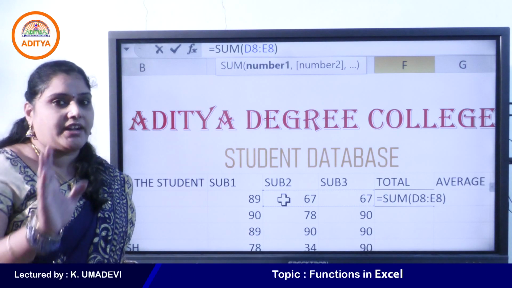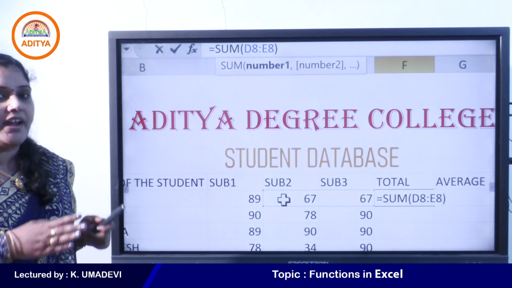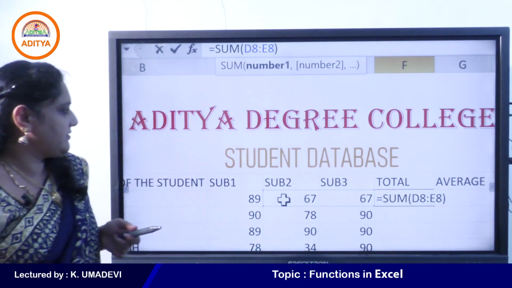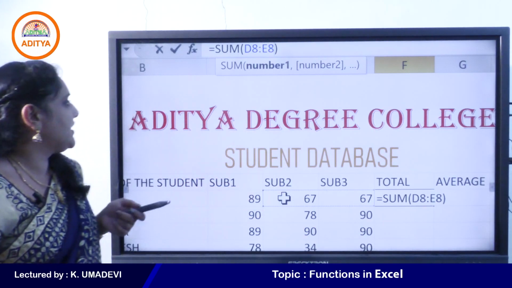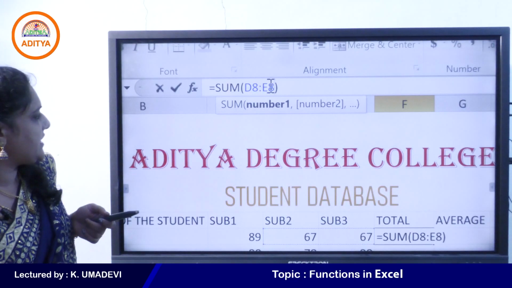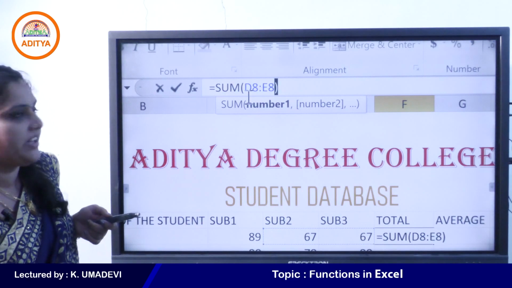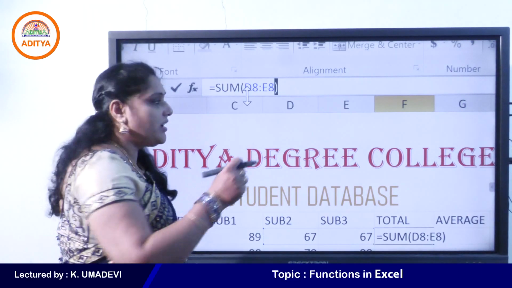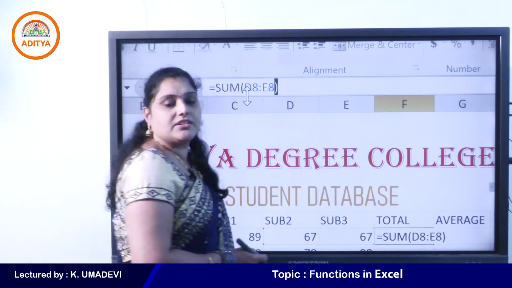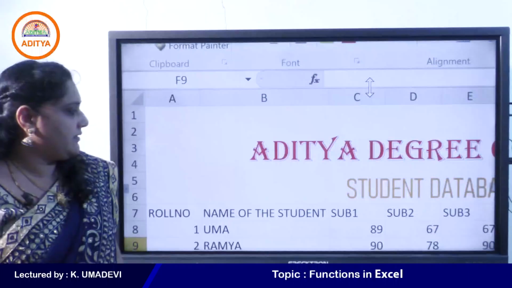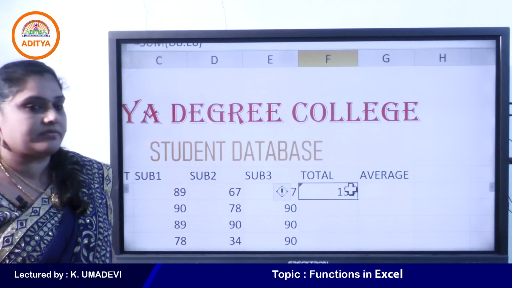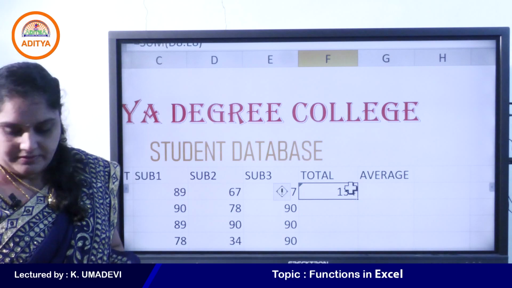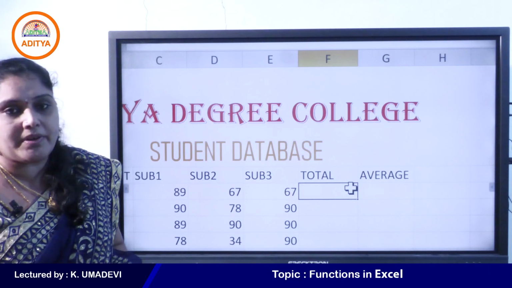Here I need to add the D8 value and E8 value, right? When you select the D8 and E8 cells, it is automatically inserted with a range, that is D8 to E8, or else you can put a comma in between the cell references. Then hit the Enter key. So now 134 is the result. I'll just delete the formula.